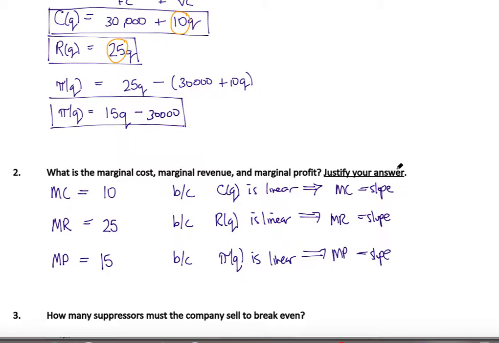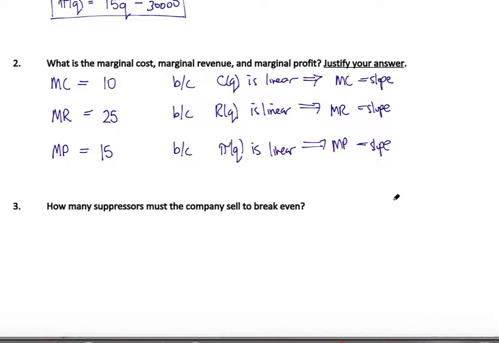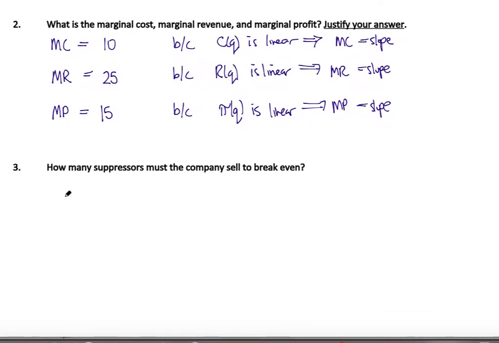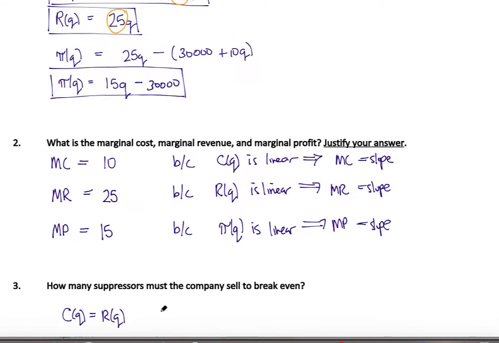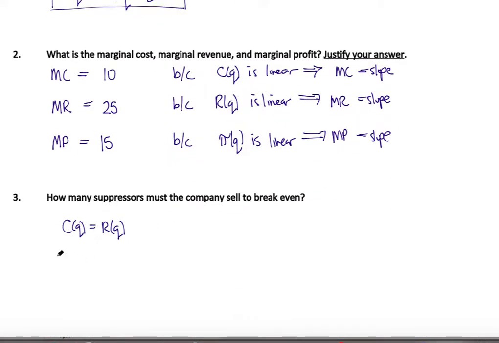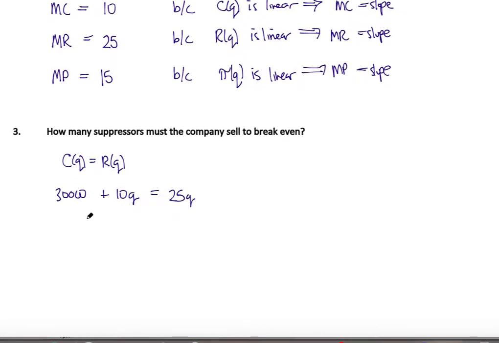So, how many must we sell to break even? Well, the break even point occurs when cost equals revenue. So, I'm going to set these two functions equal. So my cost function is 30,000 plus 10Q. My revenue function is 25Q. So, rearranging this, I have 30,000 equals 15Q.